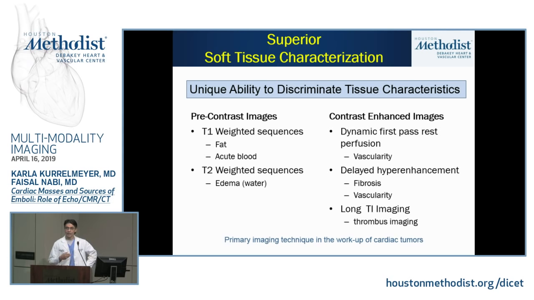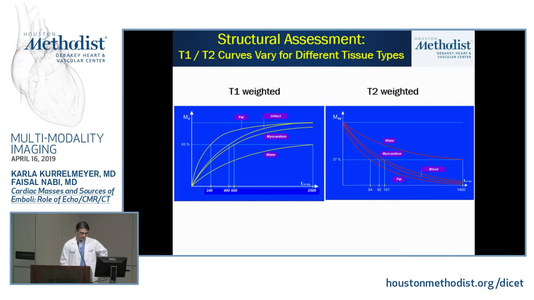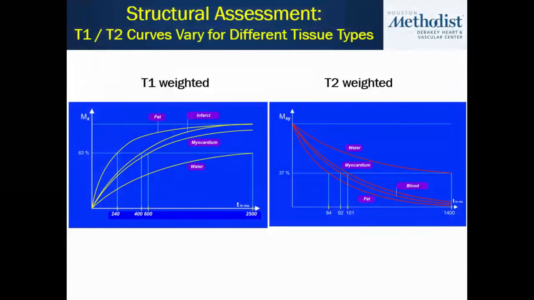And then finally, what we call long TI imaging, and I'll show you some slides of what all of this means, but basically this is our probe for detecting thrombus. So what are T1 and T2? These are inherent physical properties of any element or structure in the body. In different T1- or T2-weighted MRI environments, different tissues behave differently.